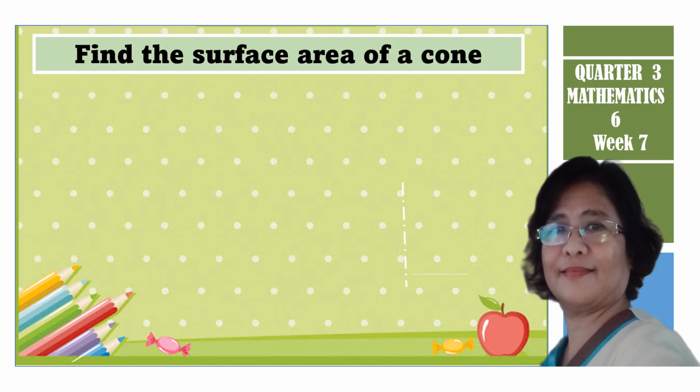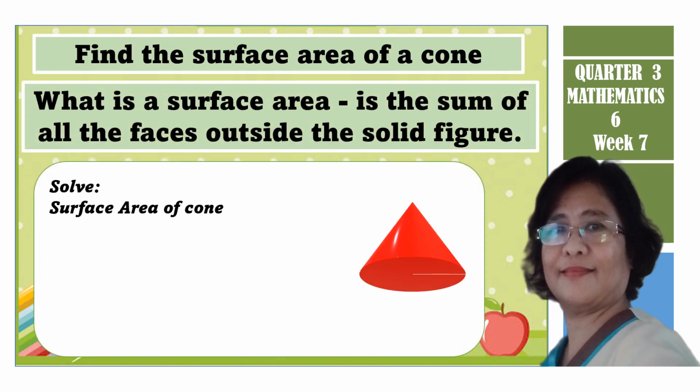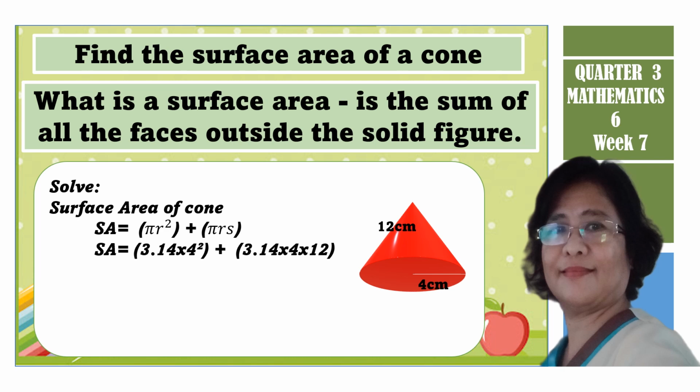Now let us solve for the surface area of the cone. So this is our cone with the slant height of 12 and 4 cm radius. So the formula is pi r squared plus the pi r side. So we have the value for the radius is 3.14 times 4 to the second power plus 3.14 times 4 for the radius and 12 for the height. So let us now do the exponent. 4 to the second power is 16.